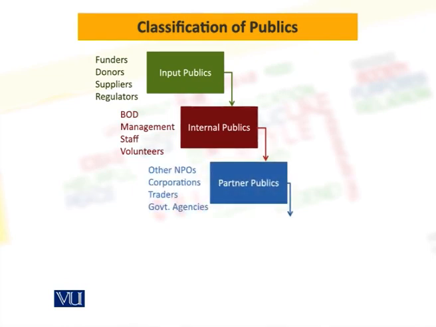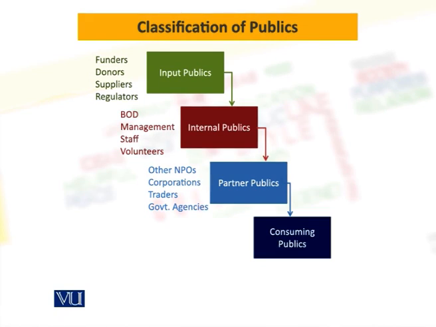And then we have the next publics, that is the partners. We have other NPOs. I have shown you with the help of examples. You may like to get into a distribution joint venture with some organization that specializes in that. Then you have other corporations. You may like to get into cross-marketing relationships. Then you have traders, you have government agencies. The fourth public is classified as consuming publics: customers, activists, and advocates. Well, these are the broad categories, and in one particular context, you can make further classifications and sub-classifications.